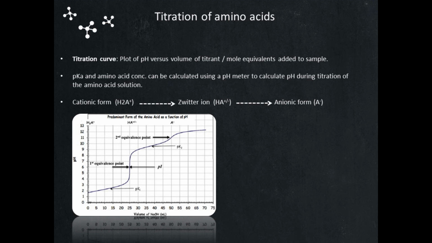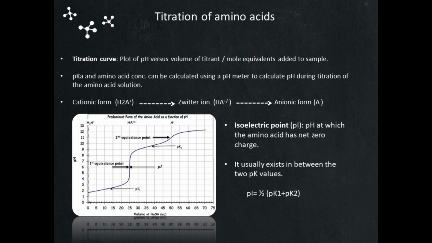These are the points where the positive and the negative charges are equal, and this is important to determine the property called the isoelectric point. So what is the isoelectric point? Isoelectric point, or pI, is the pH at which the amino acid has net zero charge, and this is what we see in the graph at the first equivalence point. And the isoelectric point usually exists in between the two pK values. That is why, in the equation, the isoelectric point is always an average of pK1 and pK2.